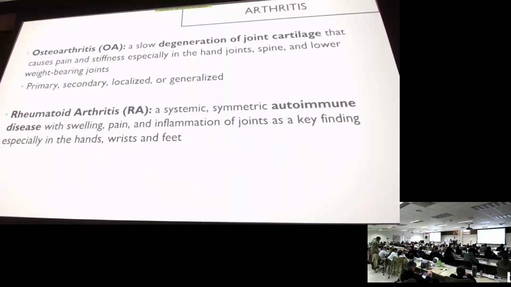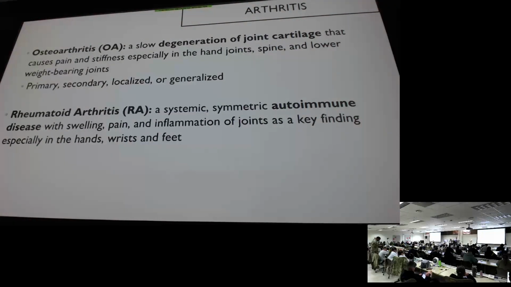Start with OA. So most common form, basically degenerative breakdown of the joint cartilage. Causes pain and stiffness, and you'll often hear patients say, hey, it gets better with movement, and then when I rest, it stiffens up again, right? So it's chronic. Usually that pain and stiffness, hands, spine, lower weight bearing joints. Obviously it's going to be a huge percent of the patients that are coming in the services, right? You're going to see OA every day, knees and backs, for sure.